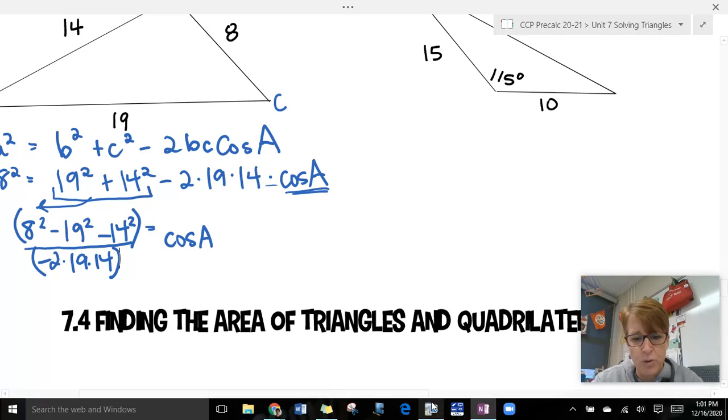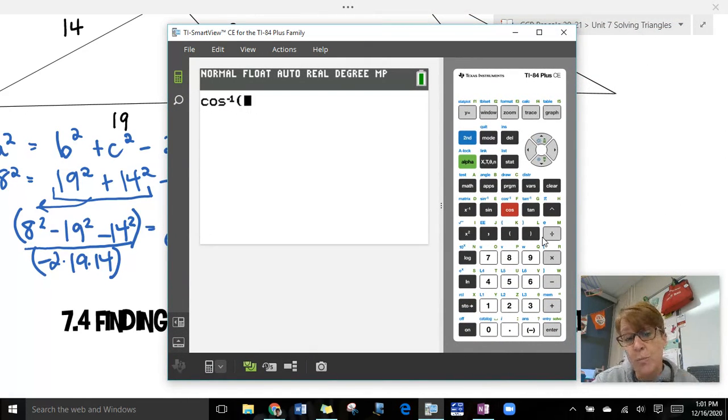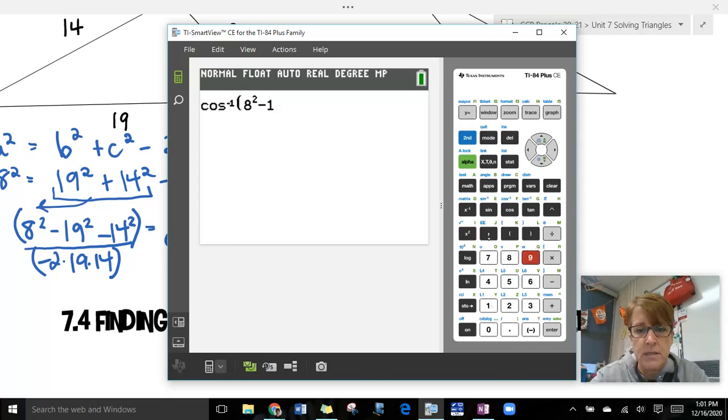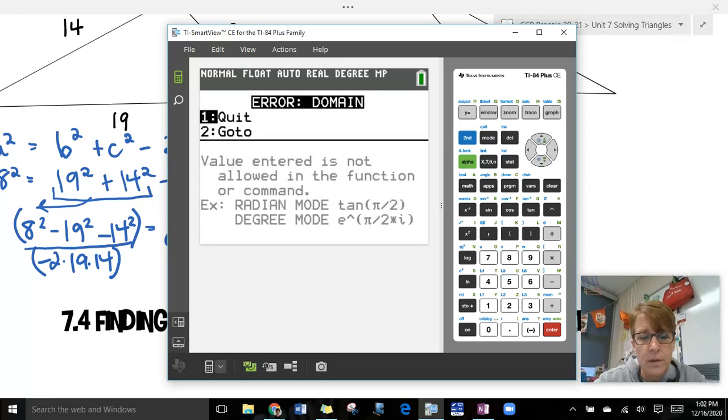So I'm actually going to type it both ways so you can see. Okay, so inverse cos. If I don't put the parentheses in, I would do 8 squared minus 19 squared minus 14 squared divided by negative 2 times 19 times 14. Even if I put parentheses around that, do you see the negative 14 squared and then the divided by after? That tells me only the 14 squared is getting divided. And if I hit enter, there's an error. There's a problem. So that should tell you, oh my goodness, I must have typed something in wrong.